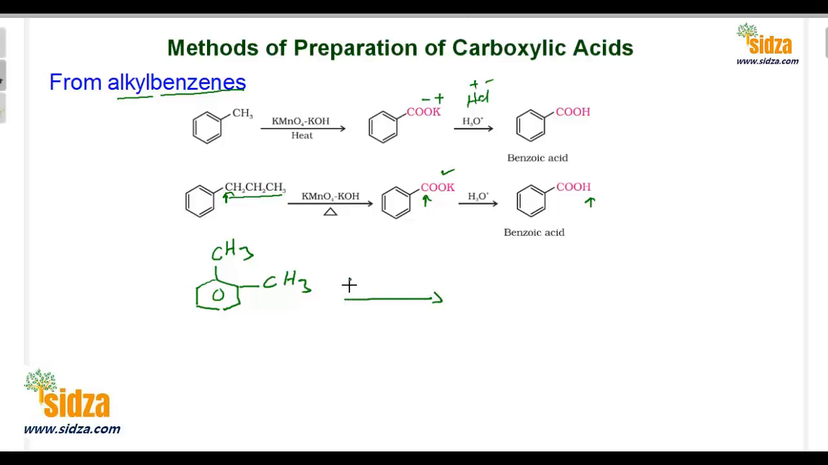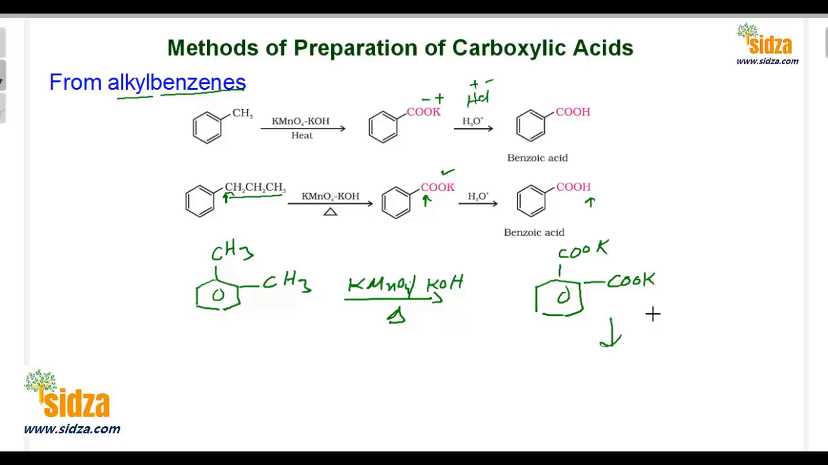Again, if we use the KMnO4 solution in an alkaline medium, let's say potassium hydroxide, and you heat it strongly, it will convert both the alkyl groups, both methyl groups actually, into COOH. So now you have a benzene ring attached with the two COOK potassium salts, right?